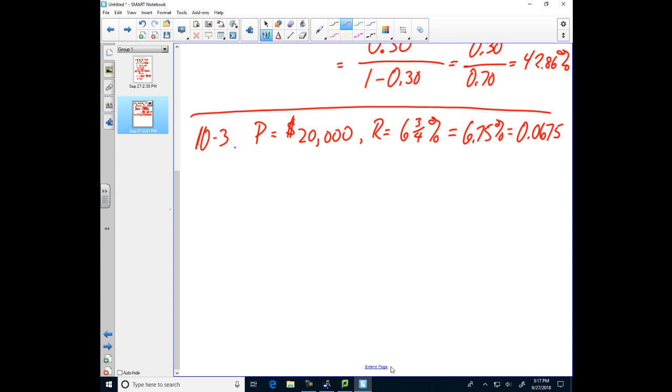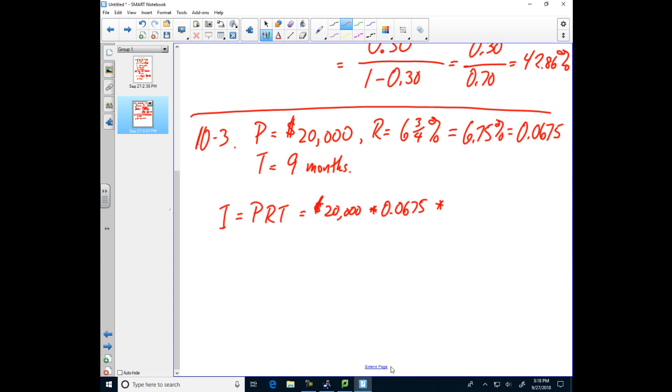Anything? Yeah. We're given t equals 9 months. And what are we supposed to find? The simple interest? So simple interest equals principal times rate times time. So here we have 20,000 times our rate of 0.0675 times, now our time is given in months.